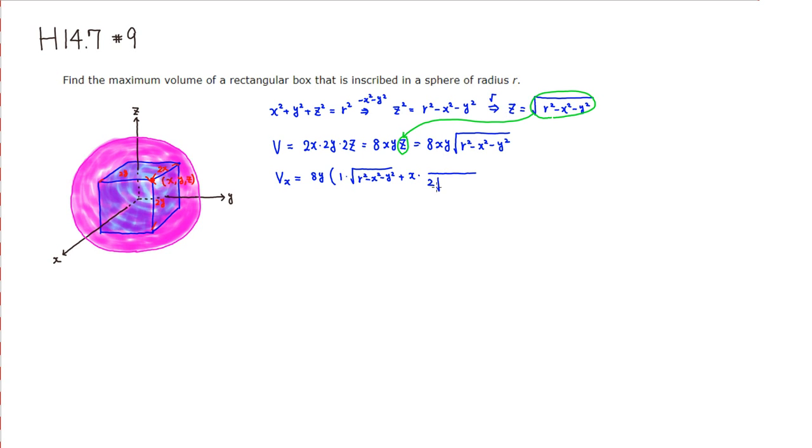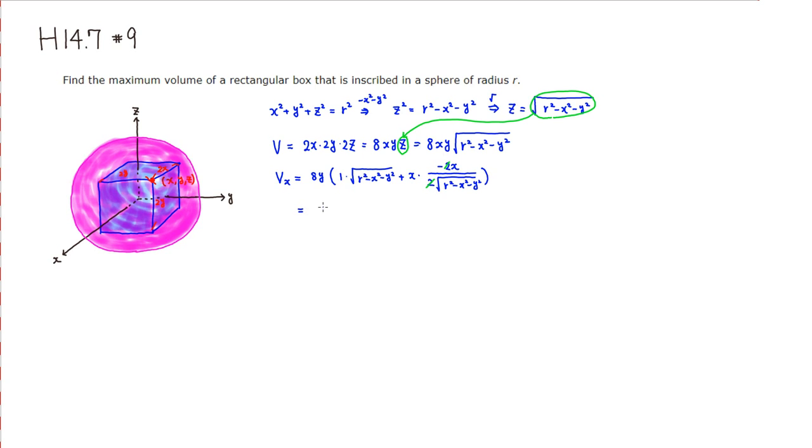So the square root is going to be on the bottom: the square root of r squared minus x squared minus y squared. Then multiply by the derivative of the inside with respect to x, the partial derivative, so it's going to be negative 2x. All right, so we can cancel. There's a 2 on top here and a 2 on the bottom.